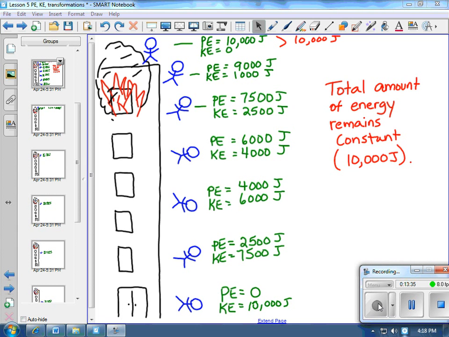That concludes our lesson on kinetic energy, potential energy, the law of conservation of energy, and energy transformations. We have lots more to do with this in class, so we'll see you there.